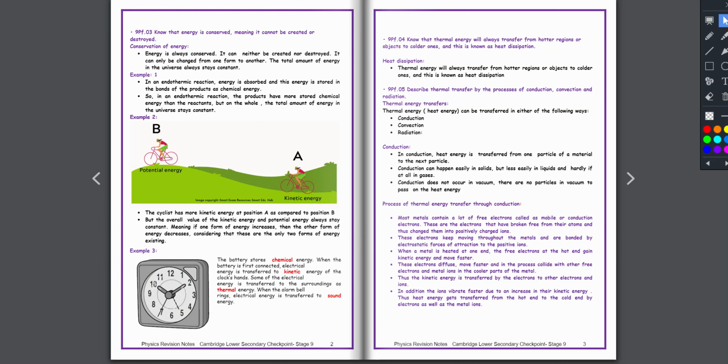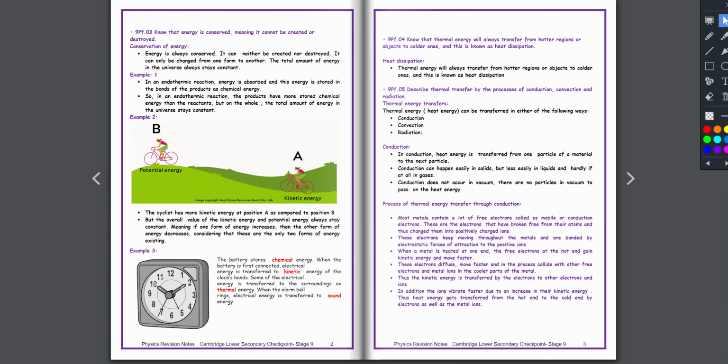So then what can be done? It can only be changed from one form to another. So maximum you can change the form of energy. Maybe the kinetic energy can change into sound energy, kinetic energy can change into wind energy, whatever. But you can only change forms. You cannot create it, neither can you destroy energy. And the total amount of energy in the universe always remains constant.